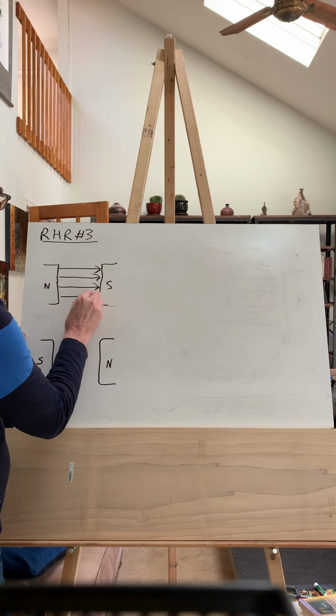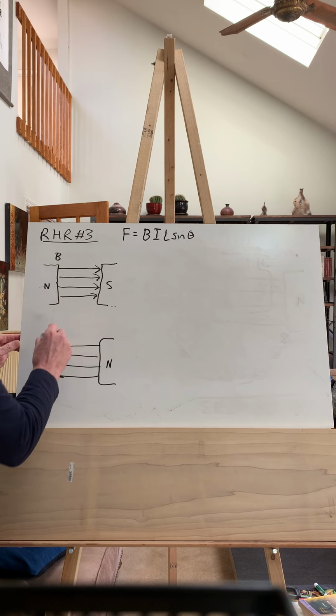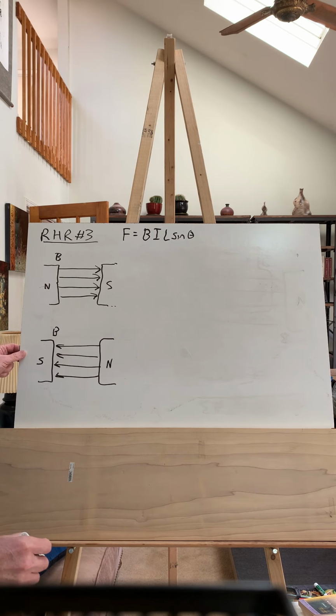And that's the B in right-hand rule number 3, where force equals B times current times length times sine of theta. And we'll just assume theta is 90 degrees for these so that we get the full effect. Now down here, same configuration, but now the field's going this way. So when you're asked to draw the external magnetic field in a problem like this, you're being asked to draw that. We're going to call that B.